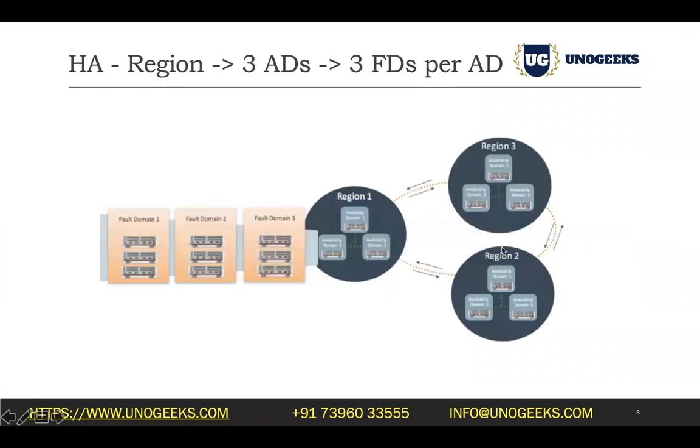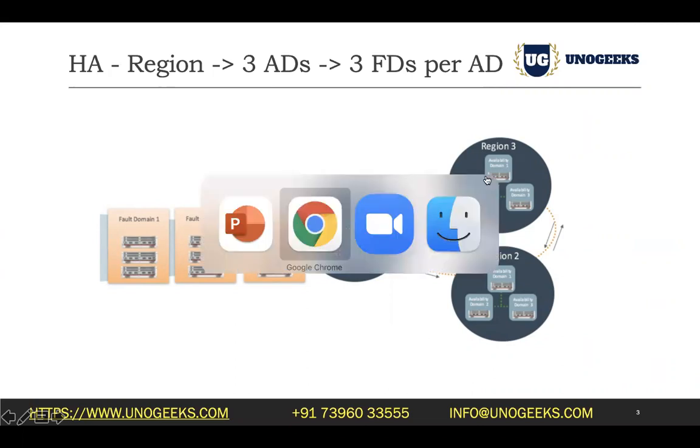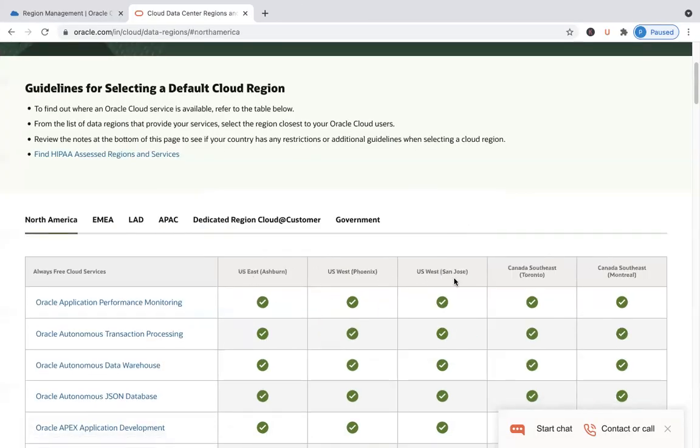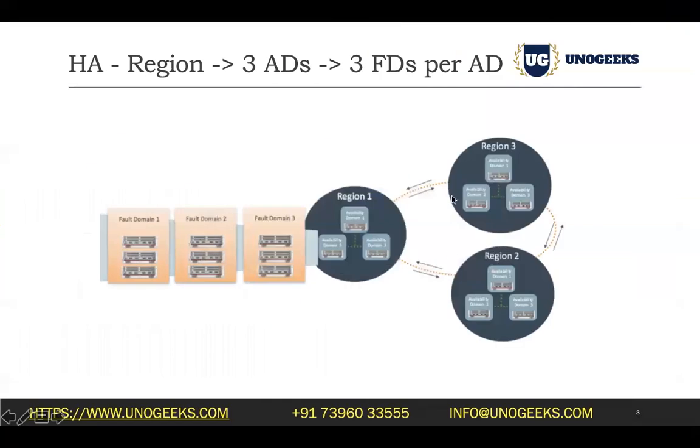This is how the typical region looks like. Within a particular country, you would typically have three regions. If you take the case of US, you've got three regions in there: one in Ashburn, one in Phoenix, and one in San Jose. And those three regions would be connected by a high gig broadband fiber, and the connectivity would be super fast.